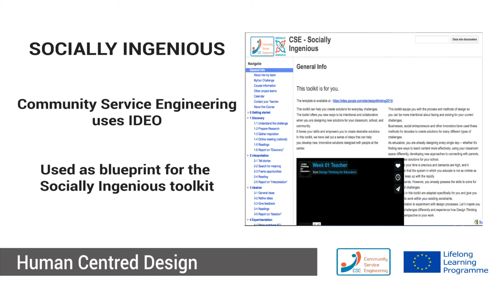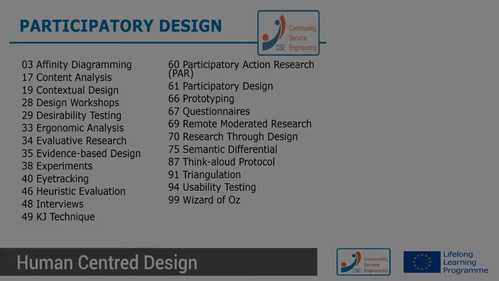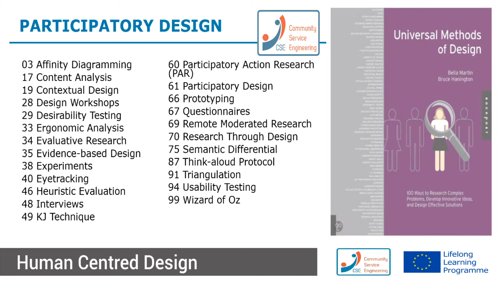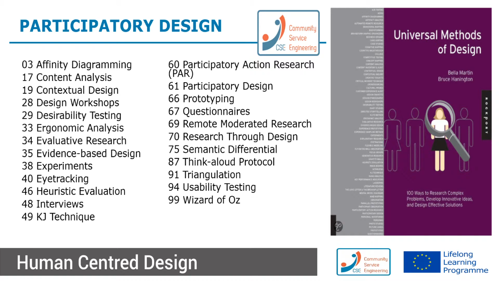So what do you do with them exactly? Well, what you want is to get towards participatory design. So you want people involved. Now here you see a big list of all sorts of techniques that you can use, which are actually very good at involving the user within your design process. These come from a book, The Universal Methods of Design, which is written by Martins and Hennington.